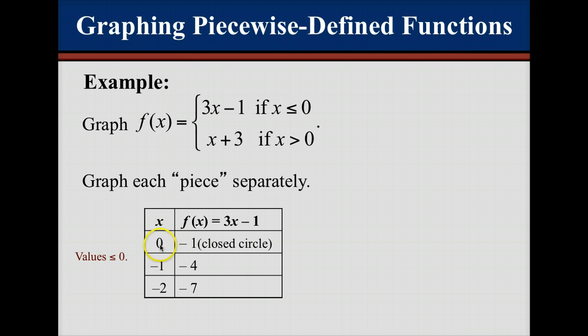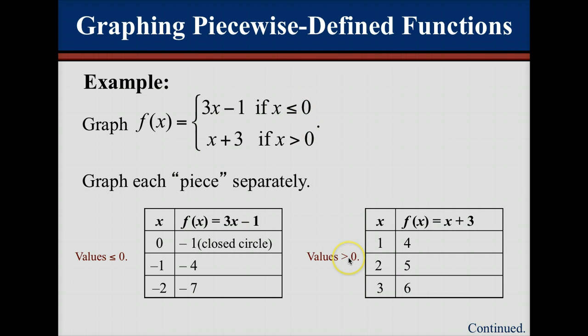One of our choices for x is going to be 0, because that's where our starting point is. So we put a 0 and substitute it in for x. 3 times 0 is 0, minus 1 is negative 1. Of course, that's going to be a closed circle. Let's choose another value less than 0. 3 times negative 1 is negative 3, minus 1 is negative 4. So you see what you do? You just pick values for x that satisfy this condition, and then we discover what our y value would be.